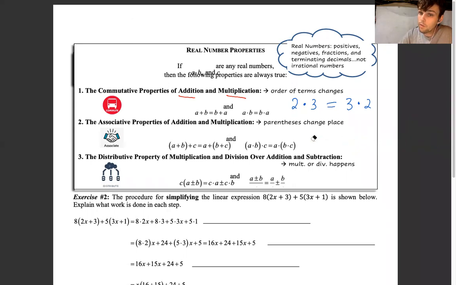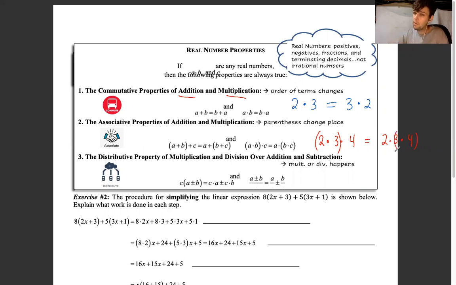It does also work for multiplication. Again, let's just say we have 3 things here. We'll do 2 times 3 times 4. And we'll take a look at 2 different groupings here. So let's group these together. And let's do the same thing, but we'll group the 3 and the 4 instead.